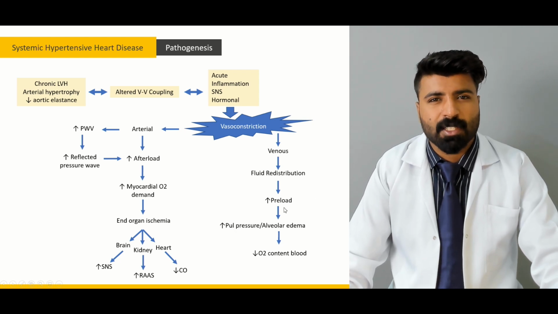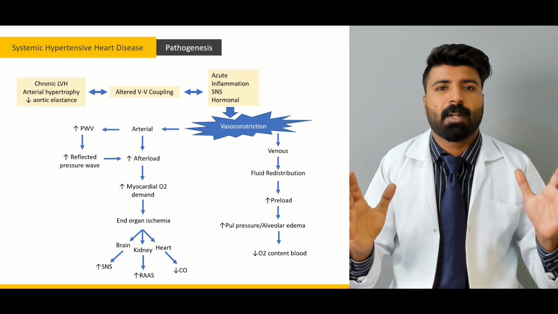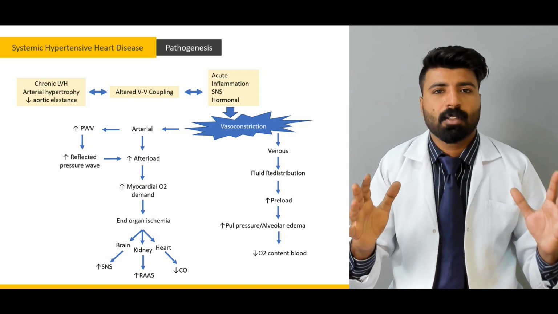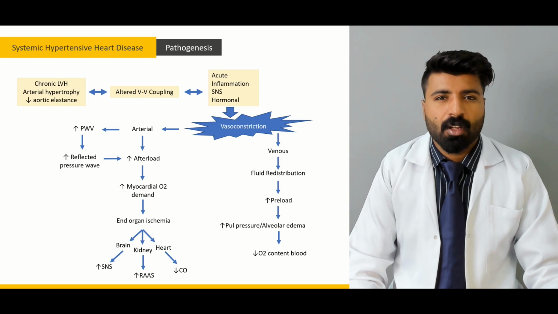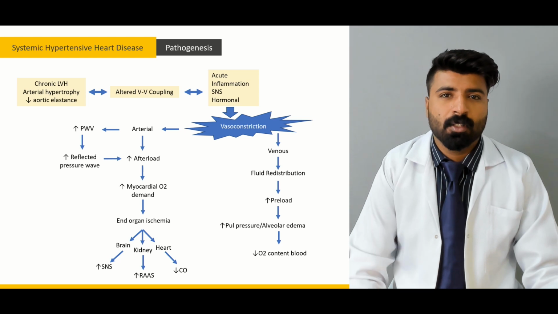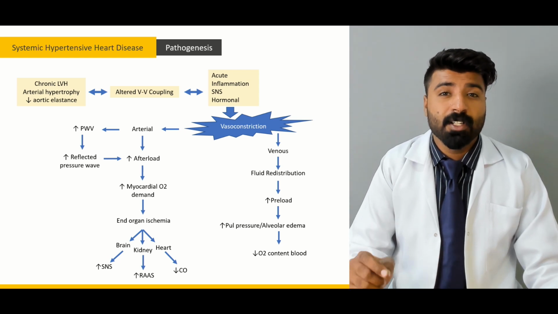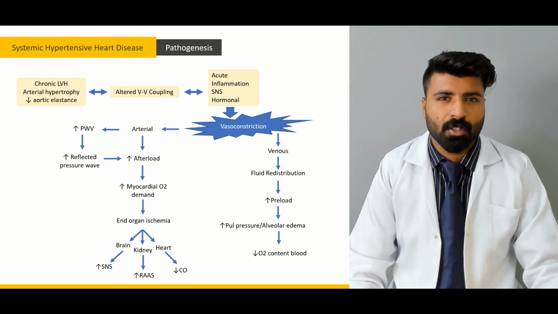When preload is increasing, what will happen to the right ventricle? Right atrium has a lot of blood now. It has a lot of blood. It will go into the right ventricle. Now, the right ventricle has a lot of blood to push into the pulmonary circulation. Now, more and more blood will go into pulmonary circulation.